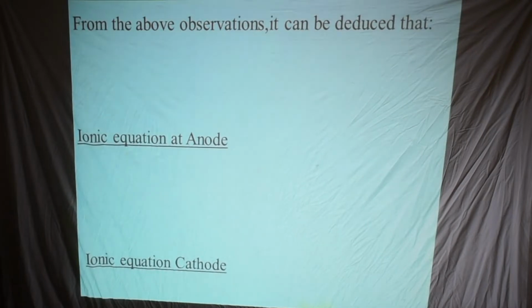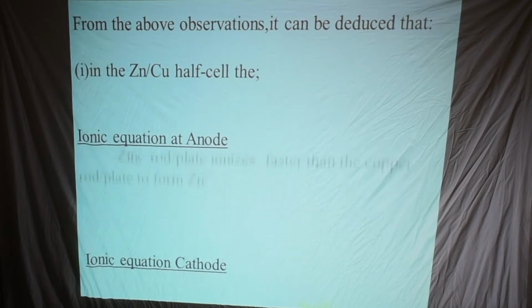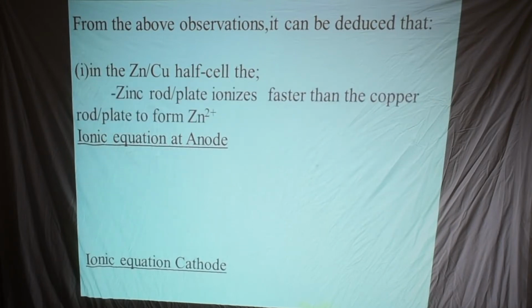Let's look at this in terms of equations. From the above observation, it can be deduced that in the zinc and copper half cell, the following is seen. The zinc rod ionizes faster than copper to form zinc ions.